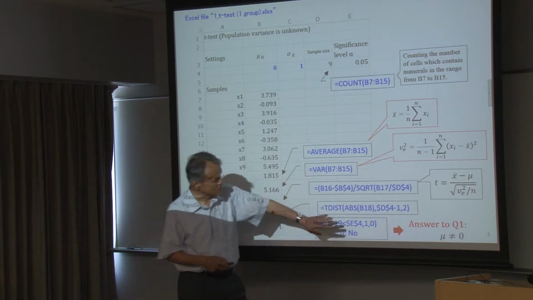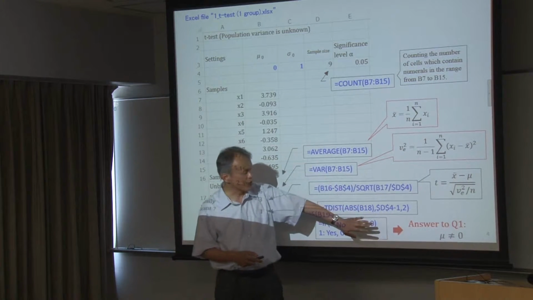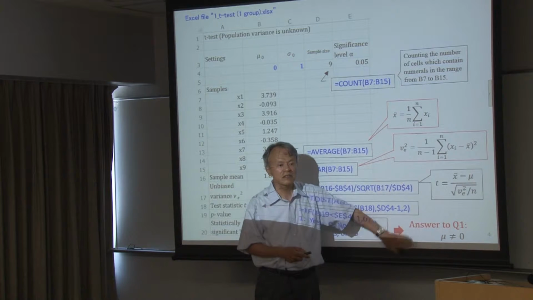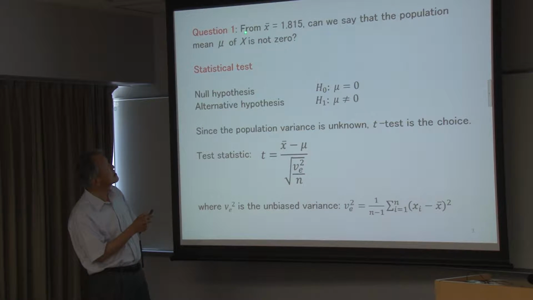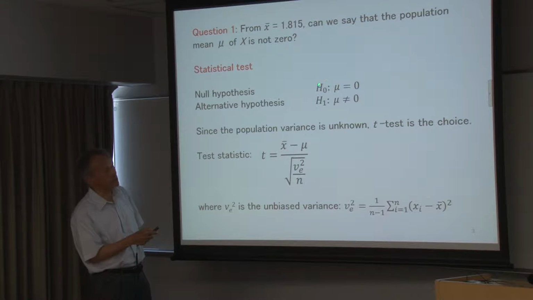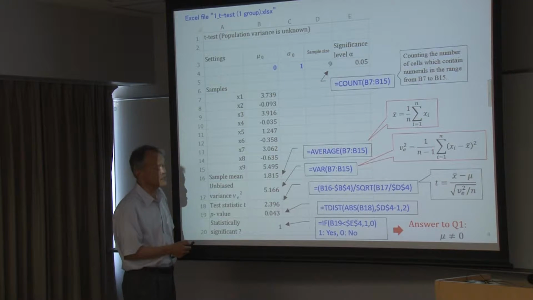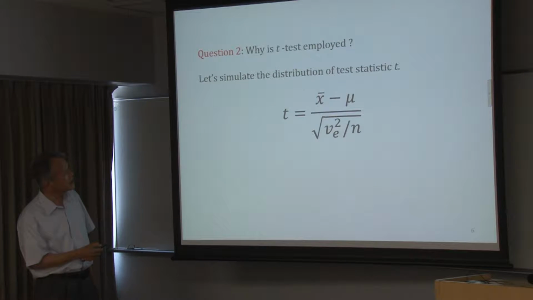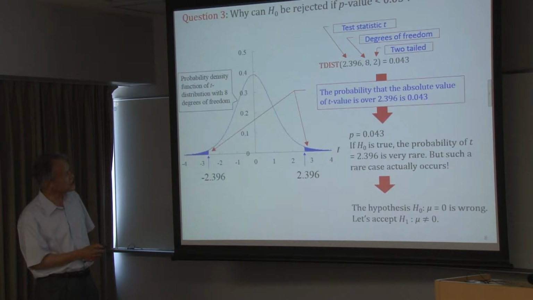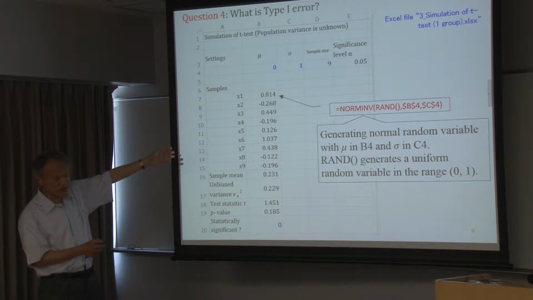And so the answer to Q1 is here. The population mean is not 0. The question here is this one: 1.815, can we say that the population mean mu is not 0? And this null hypothesis is rejected, and we accept the alternative hypothesis. This is the t-test. So let's move on to the next simulation. Later I'll go back to these questions.